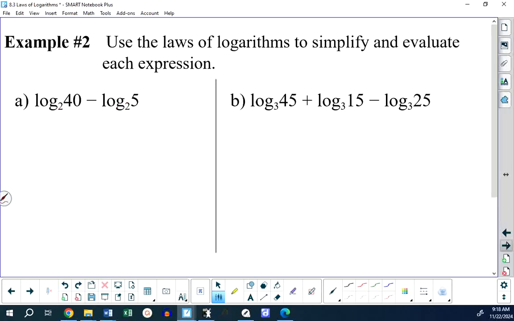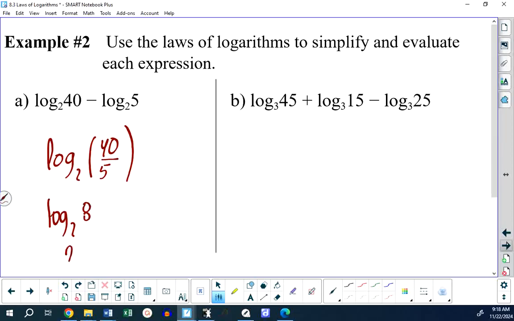Use the laws of logarithms to simplify and evaluate each expression. So we're not going to evaluate this by using any advanced features on the calculator. We're going to simplify this and hopefully use our brains to get an answer. This is log base 2 of 40 over 5, because the difference of logarithms is a logarithm of a quotient. And 40 over 5 is 8. And log base 2 of 8 is 3, because 3 is the exponent to which you raise 2 to get 8.